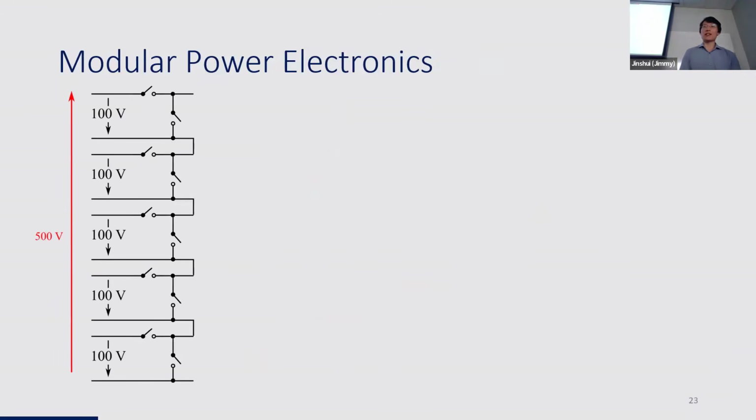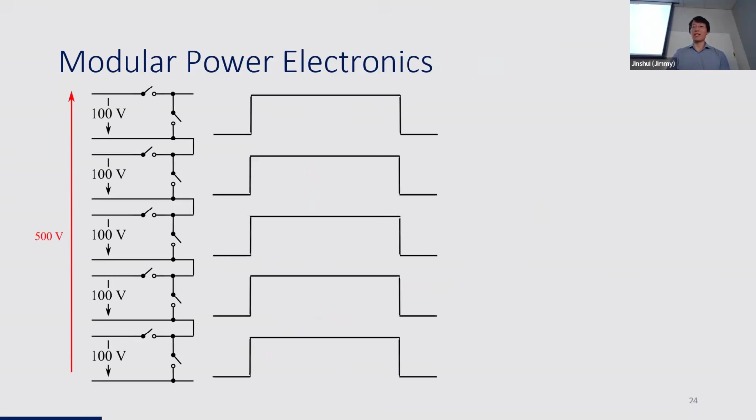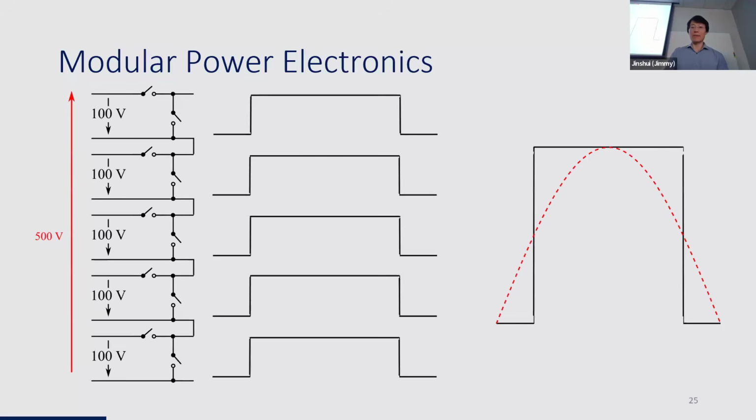So if one circuit can only handle 100 volt, how about putting five of them together? And then every circuit can operate the same as before. And then we add their output together, we get the same output as before, except the amplitude now is 500 volt. So this idea works, and it is that easy. But before we wrap up, we can actually make things a little bit better.